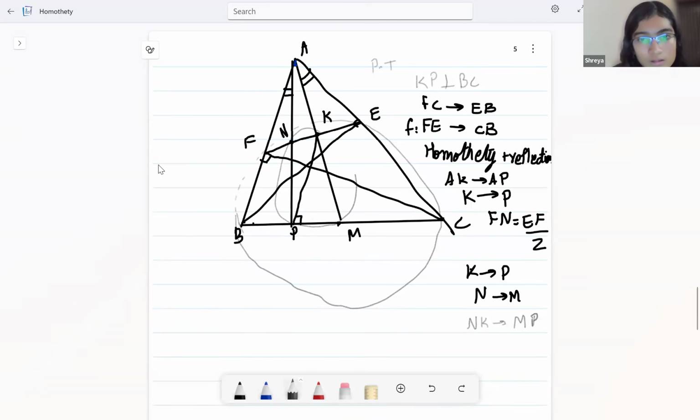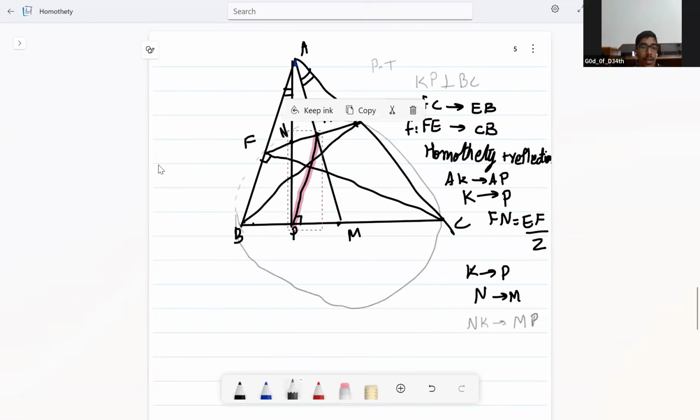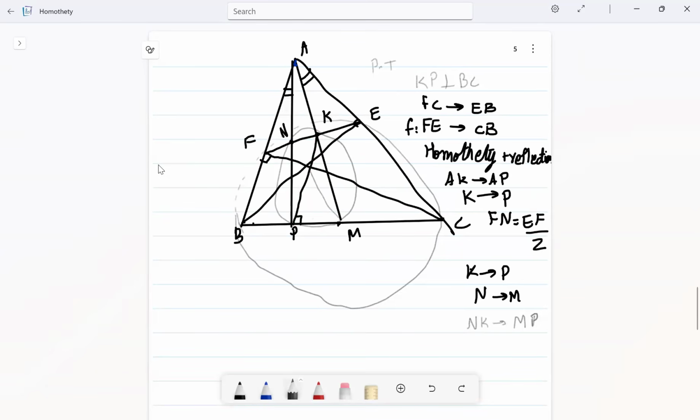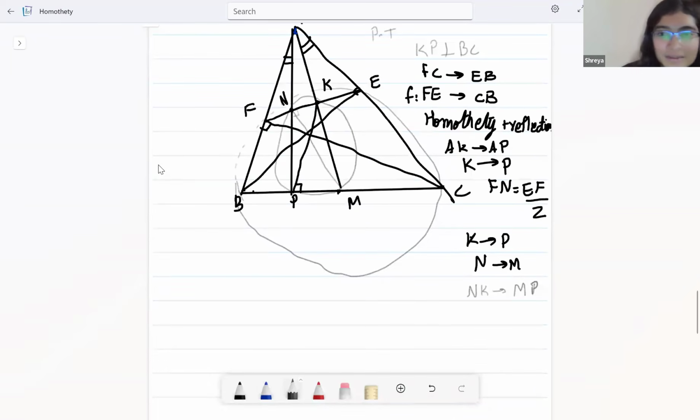So now we are left to prove that MNP is 90. That's easy because N is the midpoint of EF. So NF equals NE and MF equals ME. So MN is the perpendicular bisector of EF. Yeah, that's the idea.